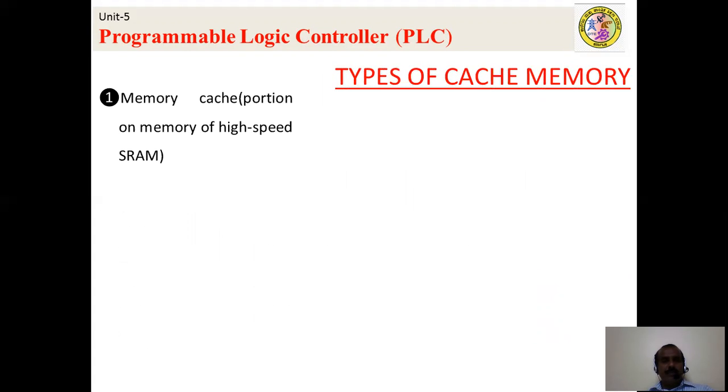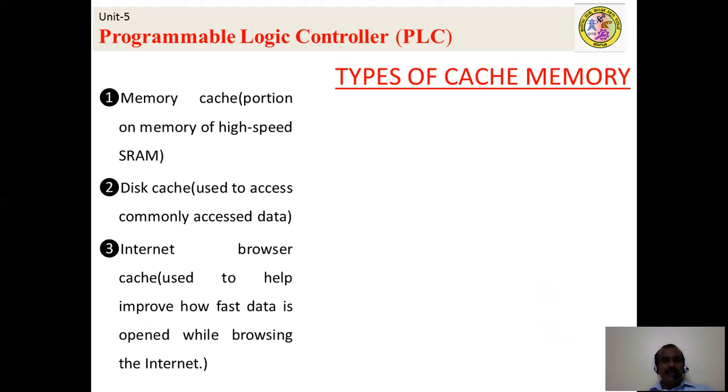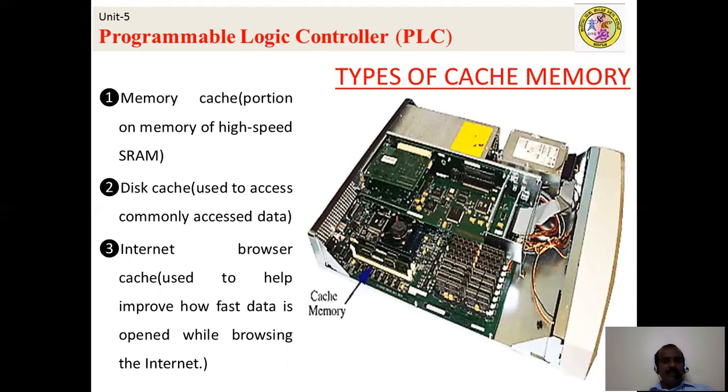Types of cache memories. There are three types: memory cache, disk cache, and the internet browser cache. Memory cache is the portion of the memory of high-speed SRAM. Disk cache is used to access common data. Internet browser cache is used to help improve how fast data is opened while browsing the internet.